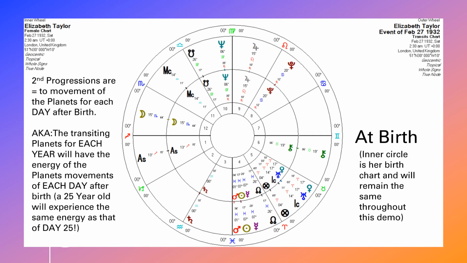Like I said, the inner circle will stay the same throughout the demo. As you can see, the ascendants are the same. This is the same chart on the inside as on the outside for right now, and it will move one day. The outside wheel will turn one day for each year that she's alive.